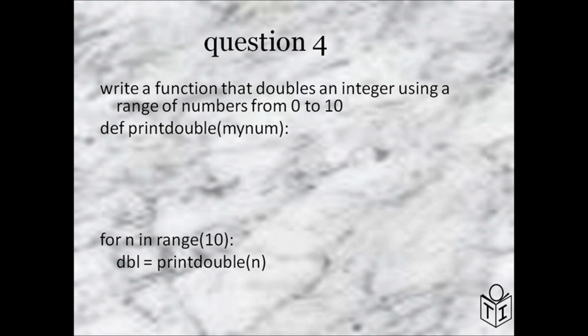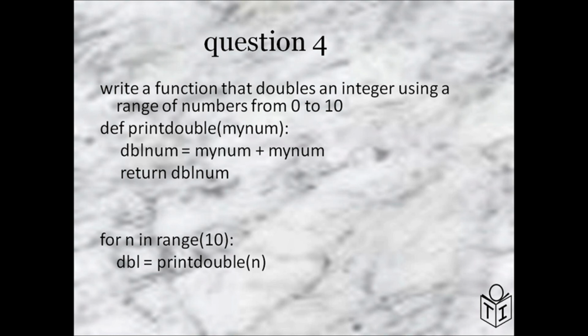So we use this range in a for loop. We're going to call the function inside the for loop, and that will give it each number. Remember, we have to send it the number. For this case the for loop uses n, so we send n, and then the answer comes back. We've used the variable dbl, short for double.